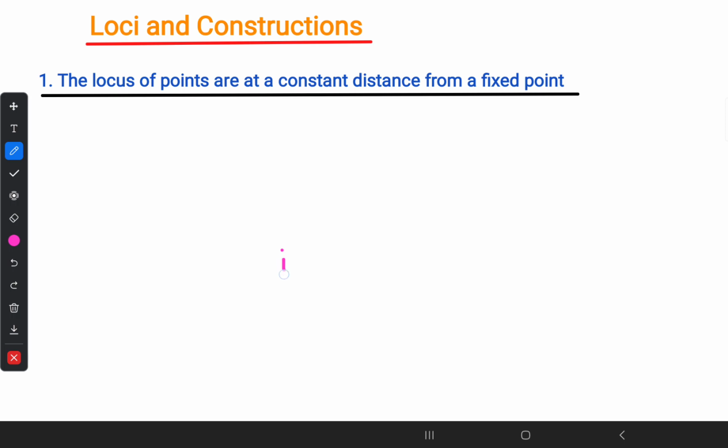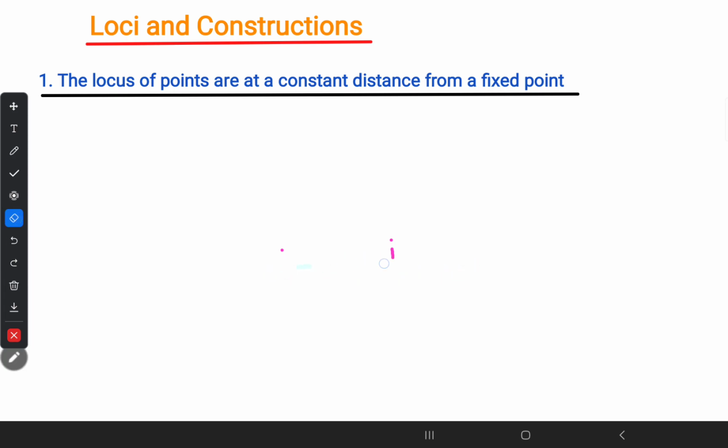By using your ruler, measure 4 centimeters from here. You know how to measure 4 centimeters from here. Place 0 of your ruler here and mark a point at 4 centimeters. Mark a point at 4 centimeters.